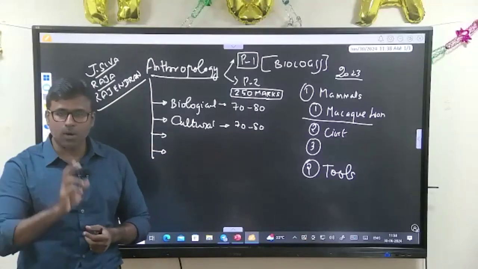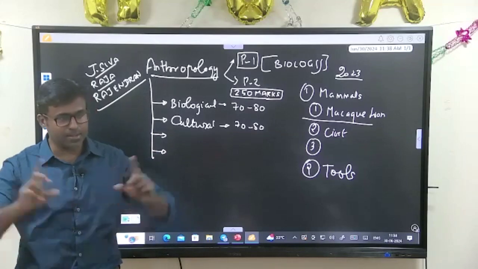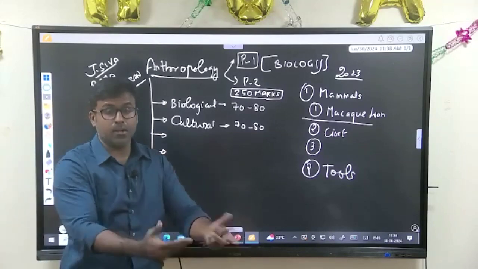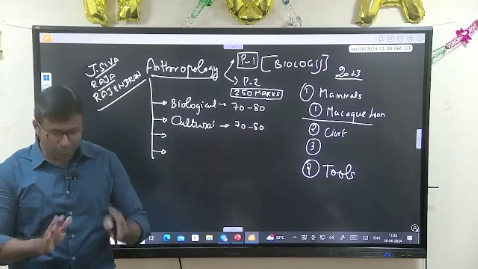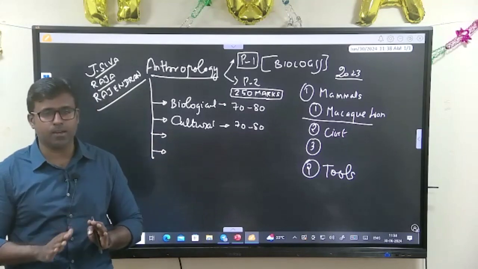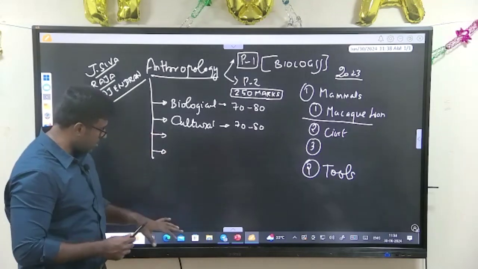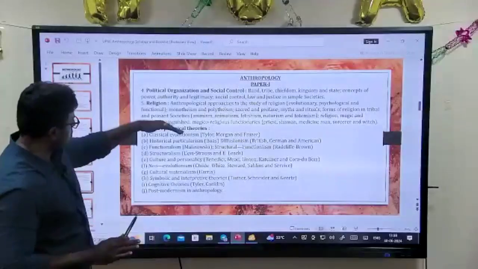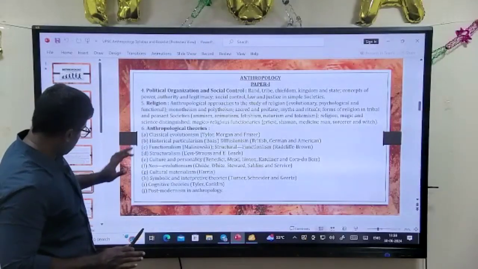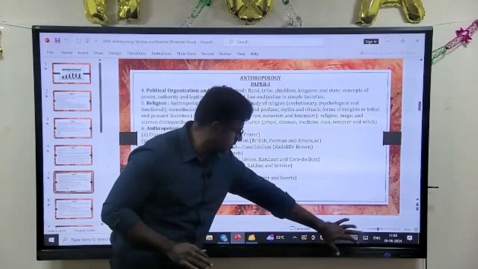But you have to understand and relate things in the syllabus and write. You will get a higher score. Definitely 40-50 marks higher will come. This is how we need to prepare, right? So this is cultural anthropology. This is the part which I showed you, right? So religion and everything.